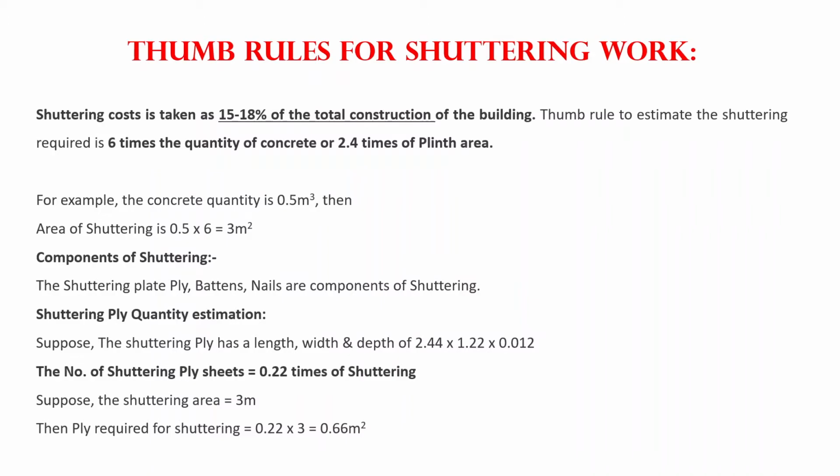Now we'll just see one of the components, that is ply quantity estimation. Suppose the shuttering ply has a length, width and thickness of 2.44 into 1.22 into 0.012 meter. The number of shuttering ply sheets will be 0.22 times the shuttering area, and the shuttering area is 3 meter square. Then the ply required for shuttering will be 0.22 into 3, that is 0.66 meter square.